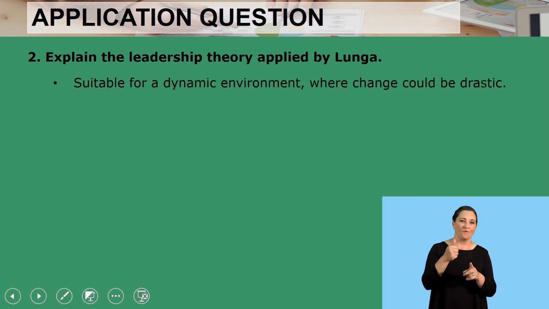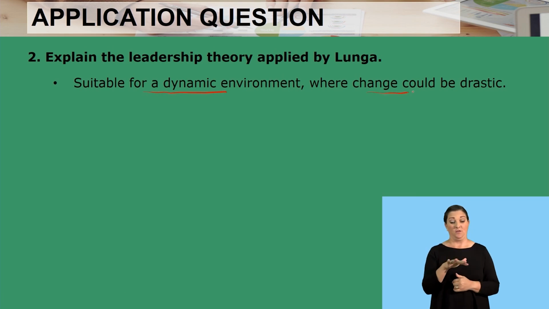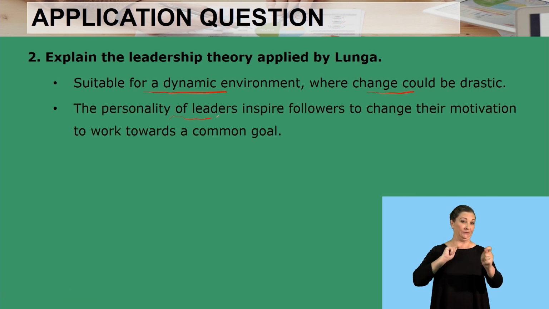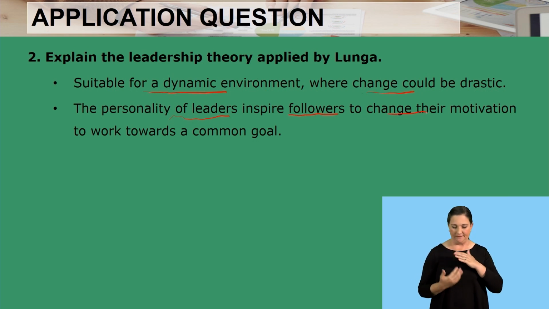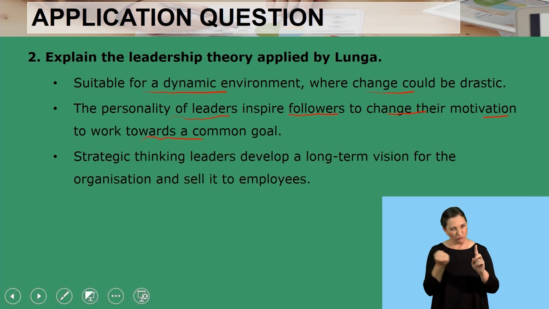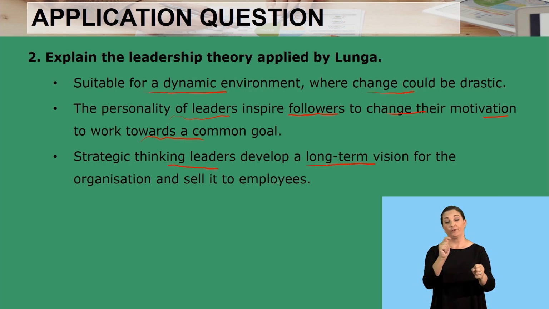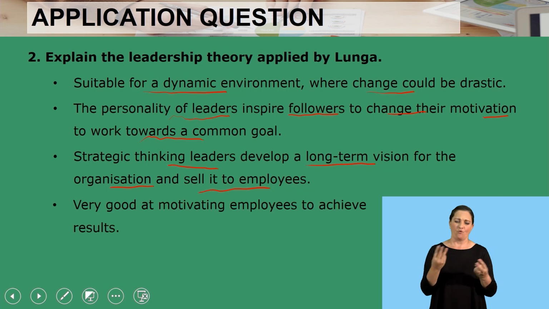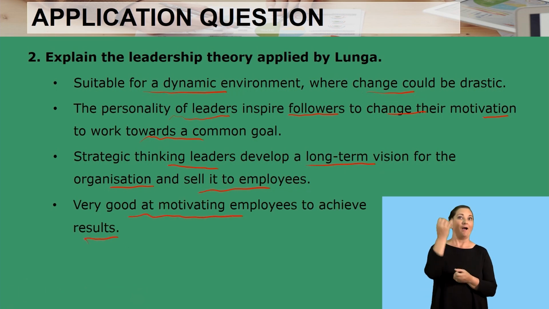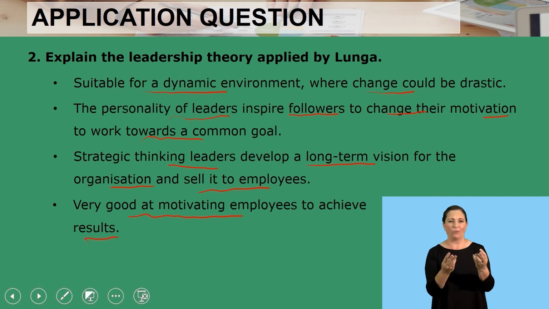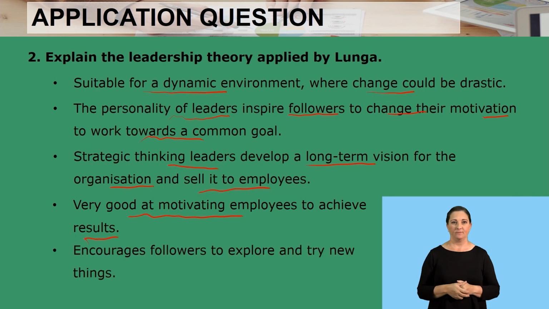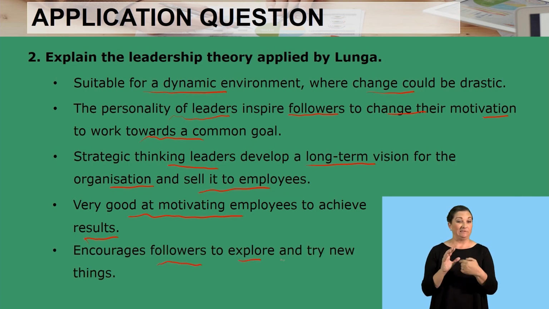Transformational would be suitable for a dynamic environment where change could be drastic. Number 2, the personality of the leader would inspire the followers to change their motivation. Lunga applied this theory by changing the way they think first towards working to a common goal. And then strategic thinking leaders develop a long-term vision for the organization and sell it to the employees. They are very good at motivating employees to achieve excellent results as well. And this would encourage followers to try or explore new things. So that would be your application of the transformational theory.